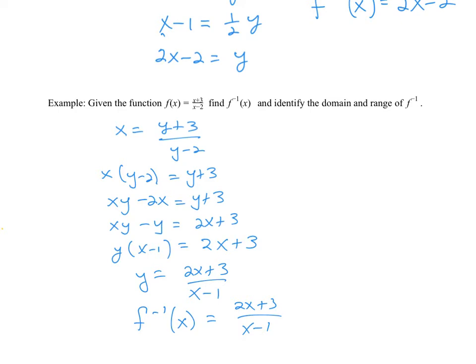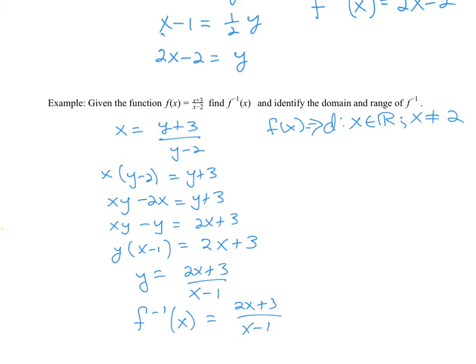Now think about the original domain of the original function f of x. The domain would be that x can be any number except for 2. So x is an element of the real numbers except that x cannot equal 2, because you can't have 0 in a denominator.